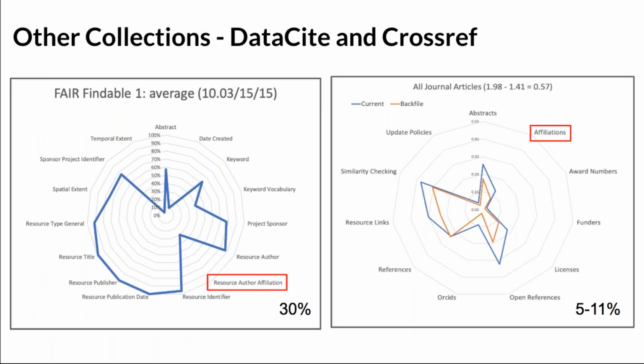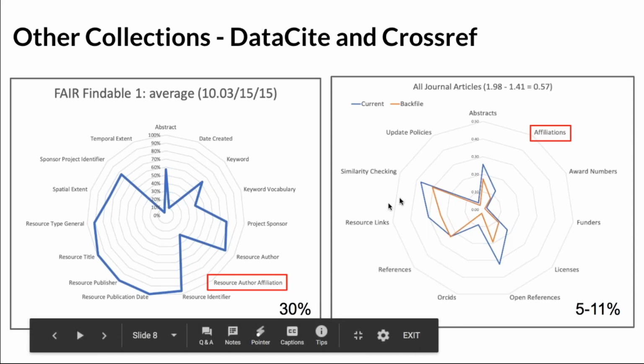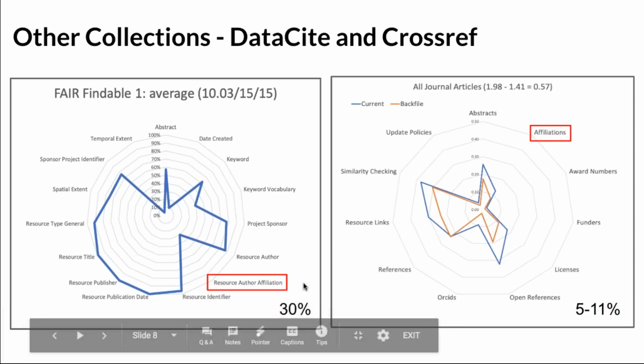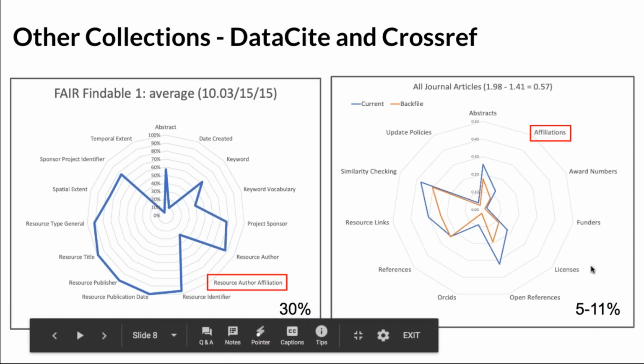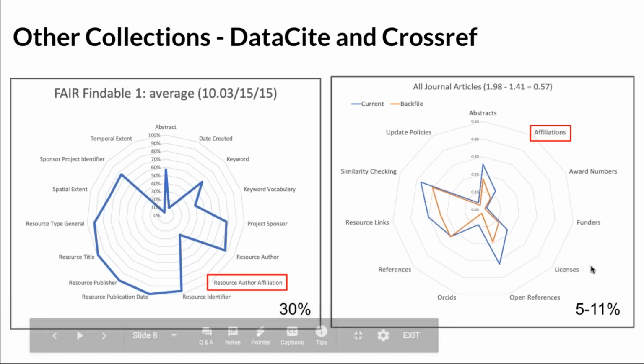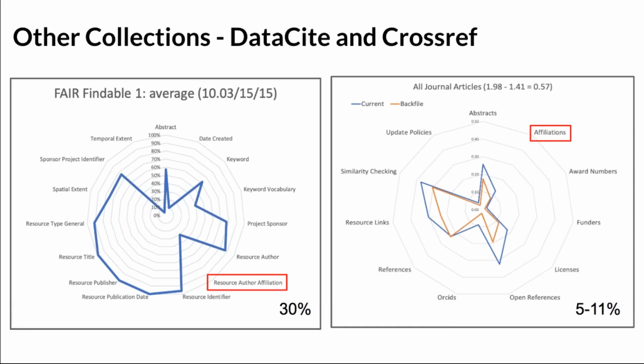I'm doing a bunch of work with DataCite and with Crossref, and these are some radar plots of percentages of completeness of things. But the important thing is that in DataCite, roughly 30% of the metadata records have affiliation strings. None of them currently have RORs, although DataCite is building those as they evolve their tools. In Crossref, it's actually fewer. Crossref is bigger, 115 million registered things, but only 5 to 11% of them have affiliation strings at this point.